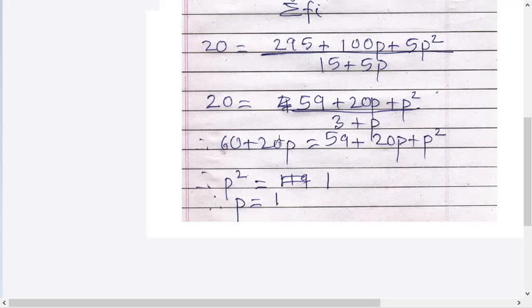Why? Because everything gets cancelled. See, this 20p 20p 59 goes on this side, so 1. P square equals to 1. So p equals to, it should be plus or minus 1, but check in the exam what options are given. If only plus 1 is given, then write plus 1, or if plus or minus 1 is given, write plus or minus 1. Right? Both can be the answers.